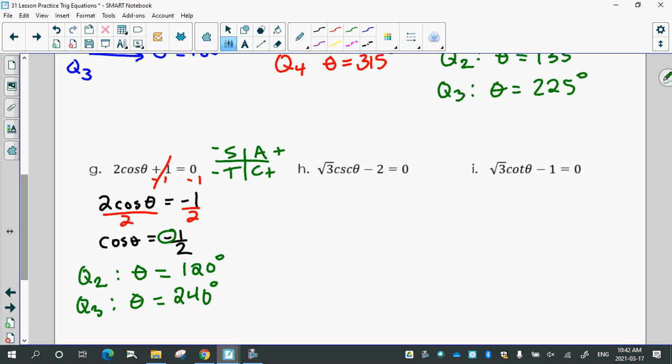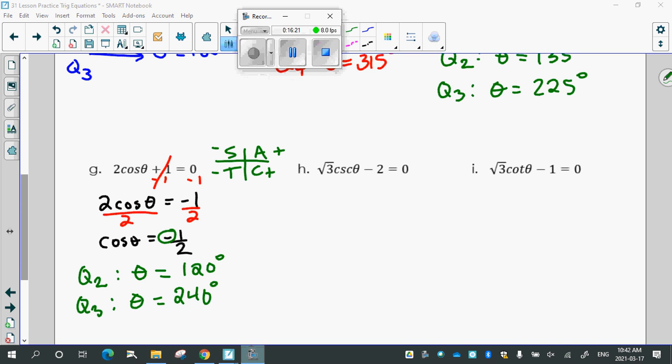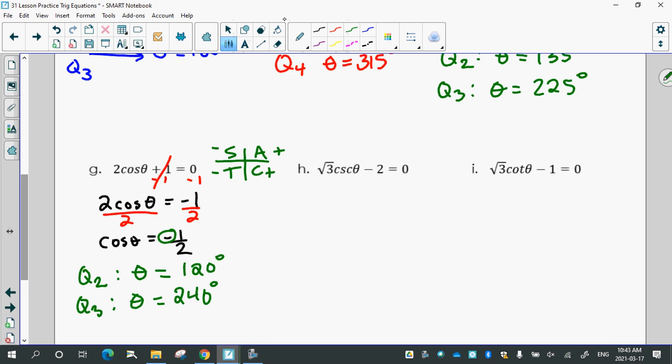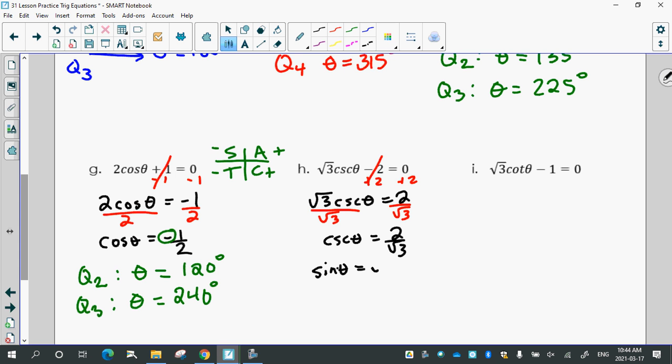Okay, H has got a lot of steps, so I'm going to give you some time to try it. Okay, so add 2 to both sides. Divide both sides by √3. Then change cosecant to sine. And then flip this, so it's √3/2.